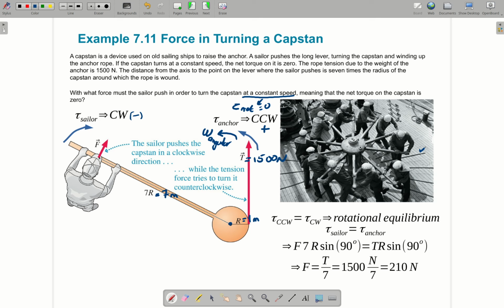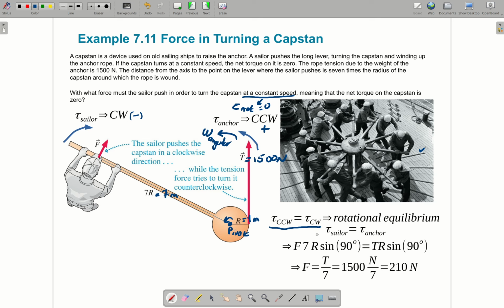Pivot point is important. The pivot point naturally would be the axle here, the center of rotation, right? So this is our pivot, and I'm going to look at which direction each force would rotate with respect to this pivot. Tension would rotate counterclockwise, and the sailor would rotate clockwise. So tension would apply a positive torque, and the sailor would apply a negative torque. Then I write down my rotational equilibrium equation. I want you folks to get used to using counterclockwise torques are equal to clockwise torques.